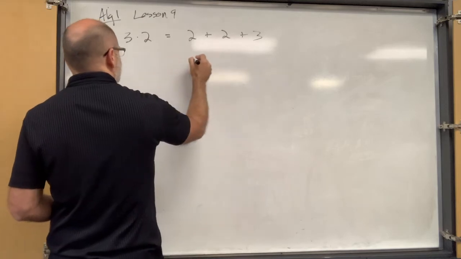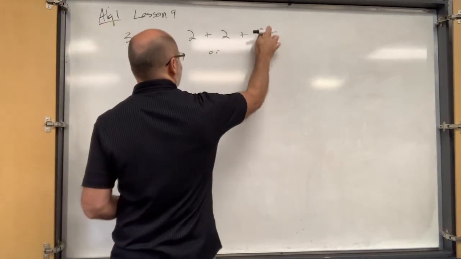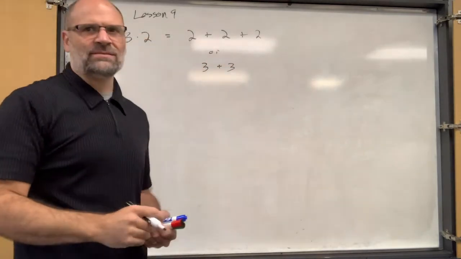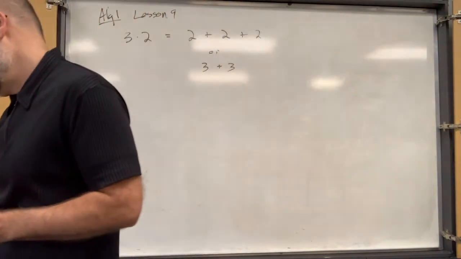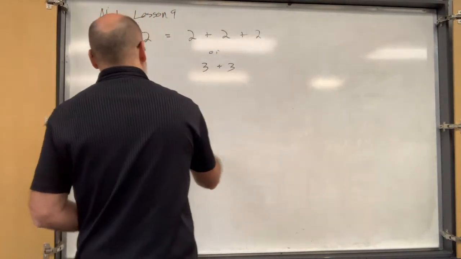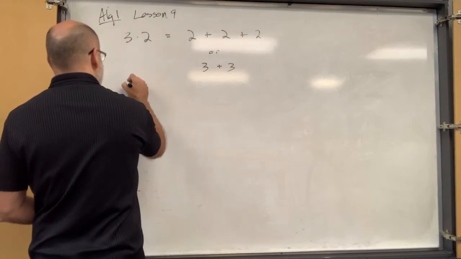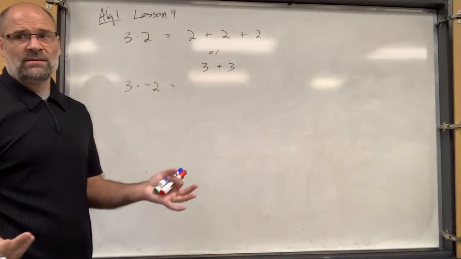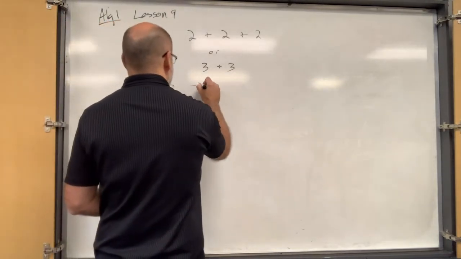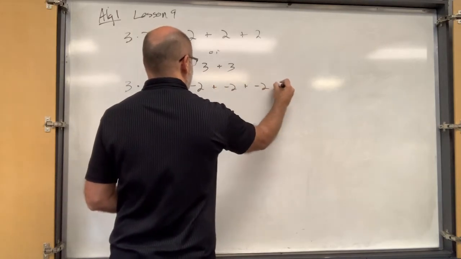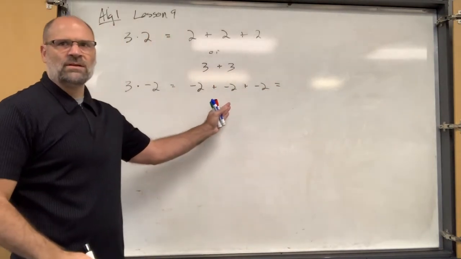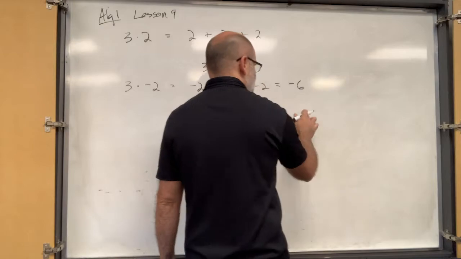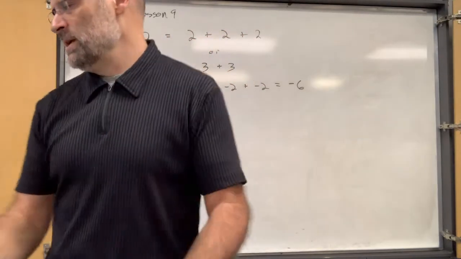Or it's 3 being added 2 times, okay? So it's like either 3 2s or 2 3s, right? So when we talk about the rules for signed numbers, if I want to multiply 3 times -2, well, that's just 3 -2s, right? So -2 plus -2 plus -2. And what does that equal? -6. Remember, when you add negatives together, they stay negative. They become more negative, okay?